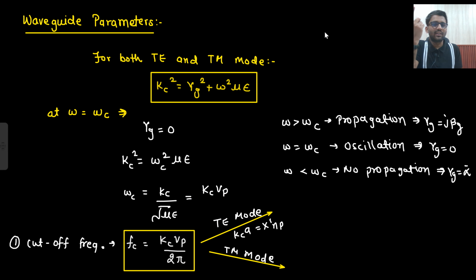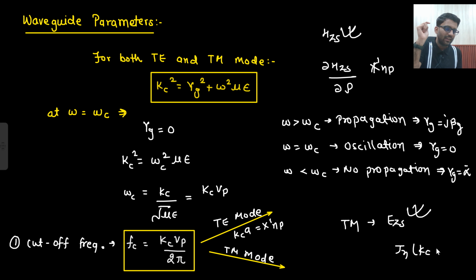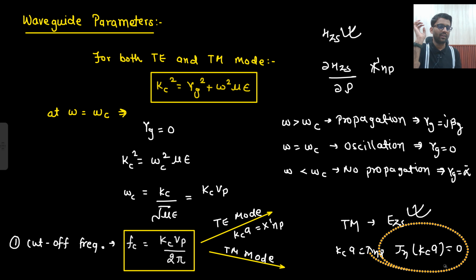How will you remember it? Transverse electric means Hz is existing. If Hz exists, then I cannot directly apply the boundary condition. I need to differentiate Hz with respect to rho, and if I am differentiating, that means X dash Np will come into action. So this is how you can remember it. TM means Ez is existing. If Ez is existing, I can directly apply the boundary condition. That means Jn Kc into A, I can directly put equal to 0. So Kc into A equals Xnp. This is what you can remember for TM mode.